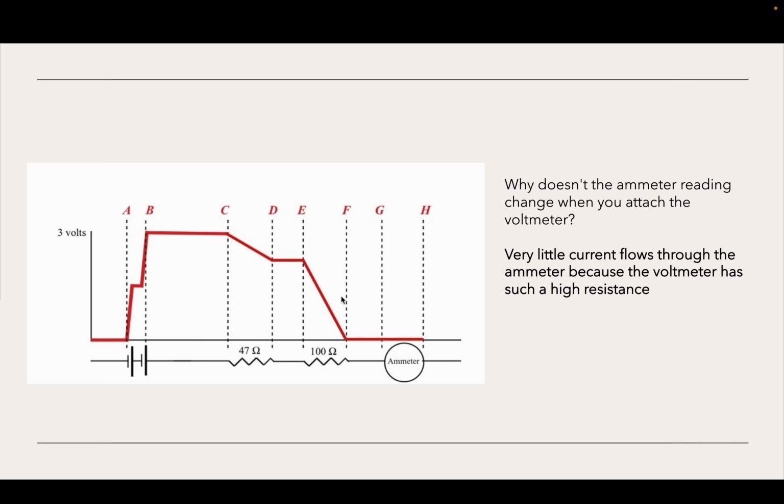Why doesn't the ammeter reading change when you attach the voltmeter? This is because very little current flows through the ammeter, because the voltmeter has such a high resistance.